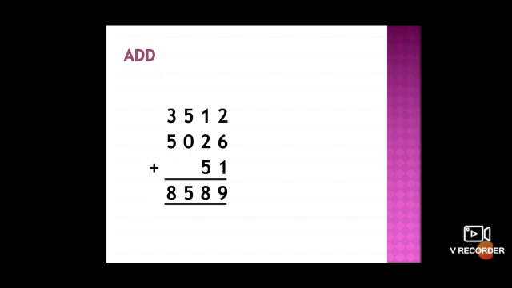So what are the digits here in the ones place? It is 2, 6 and 1. It gives you 9. Move on to the next place. In the tens place you have 1, 2 and 5. 1 plus 2, 3. 3 plus 5, 8. In the hundreds place you have 5 plus 0. 5 plus 0, 5. Okay. Next 3 plus 5, 8. So your answer is 8,589.